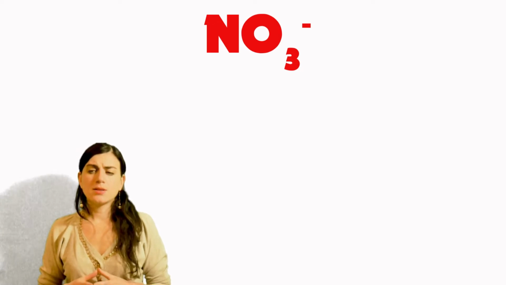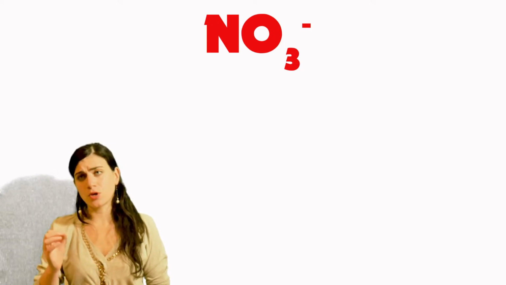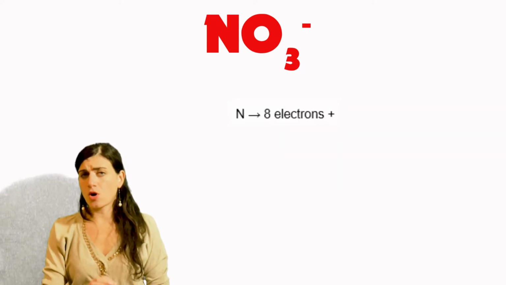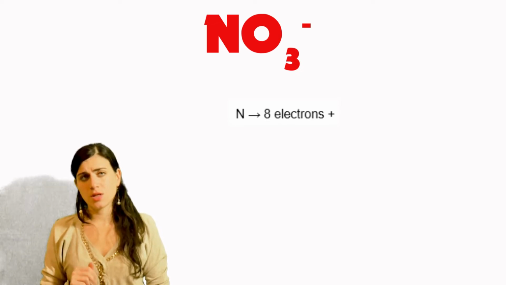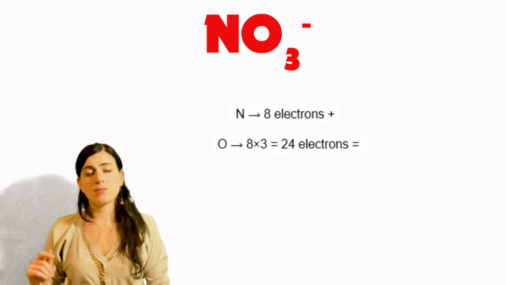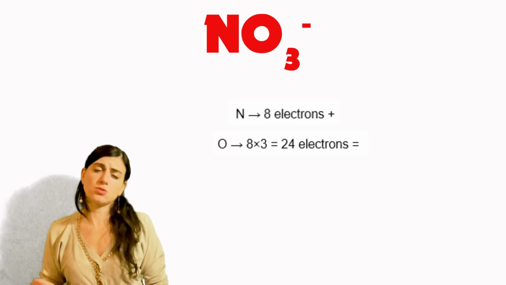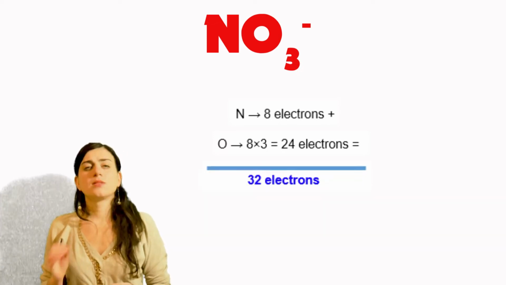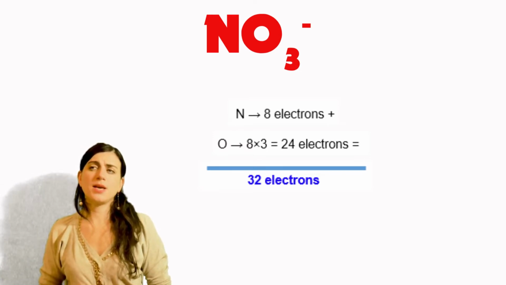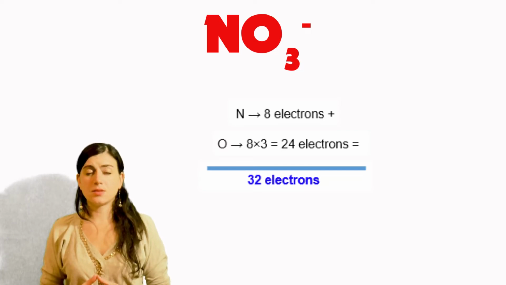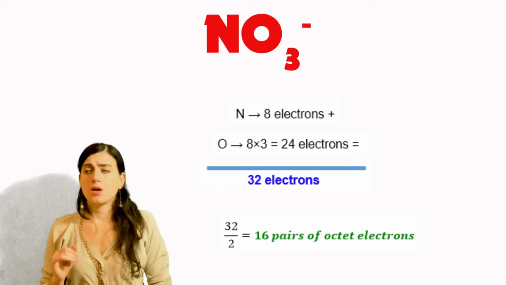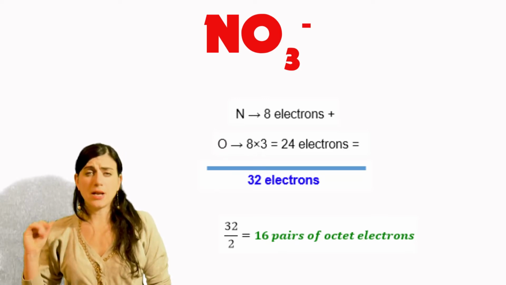What does it mean? That we have to count 8 electrons for each element. So 8 electrons for nitrogen, 8 electrons for oxygen, but since we have 3 oxygens, it will be 8 times 3, which equals 24, and then sum 24 plus 8 electrons of nitrogen, and you will obtain 32 electrons. Divide these electrons by 2 in order to obtain the pairs of electrons, and the result is 16 pairs of electrons. So these are the total octet pairs of electrons.